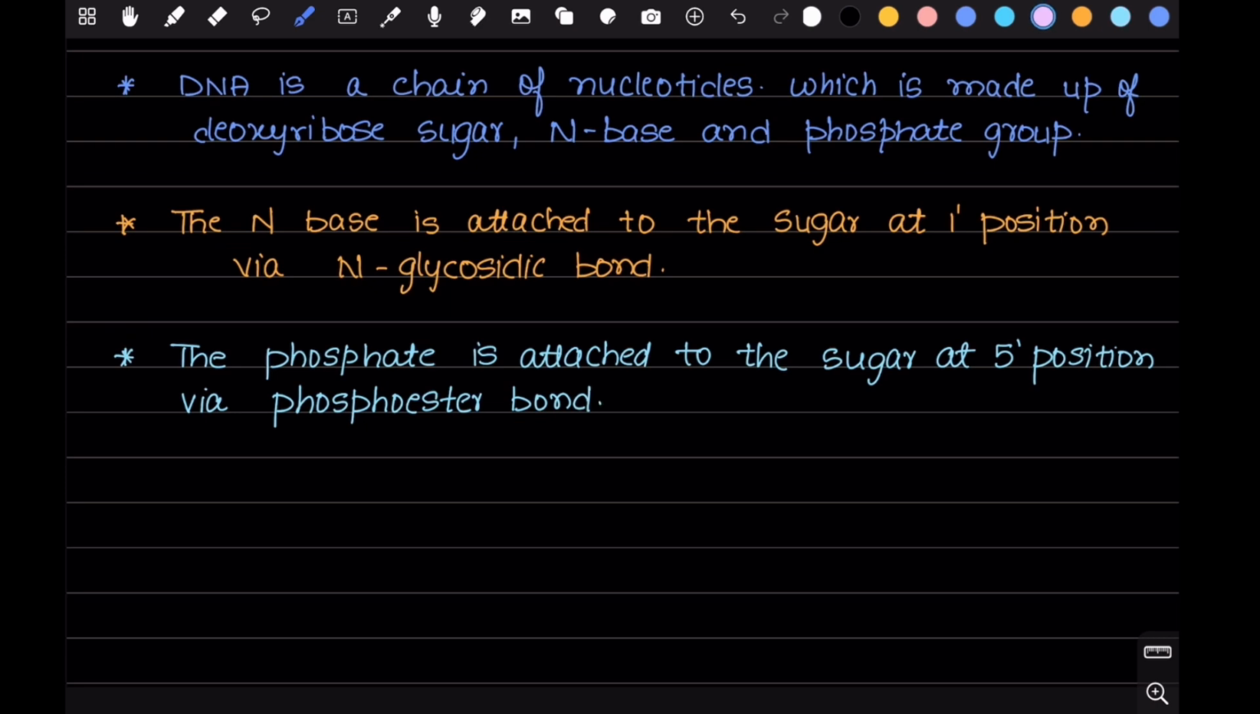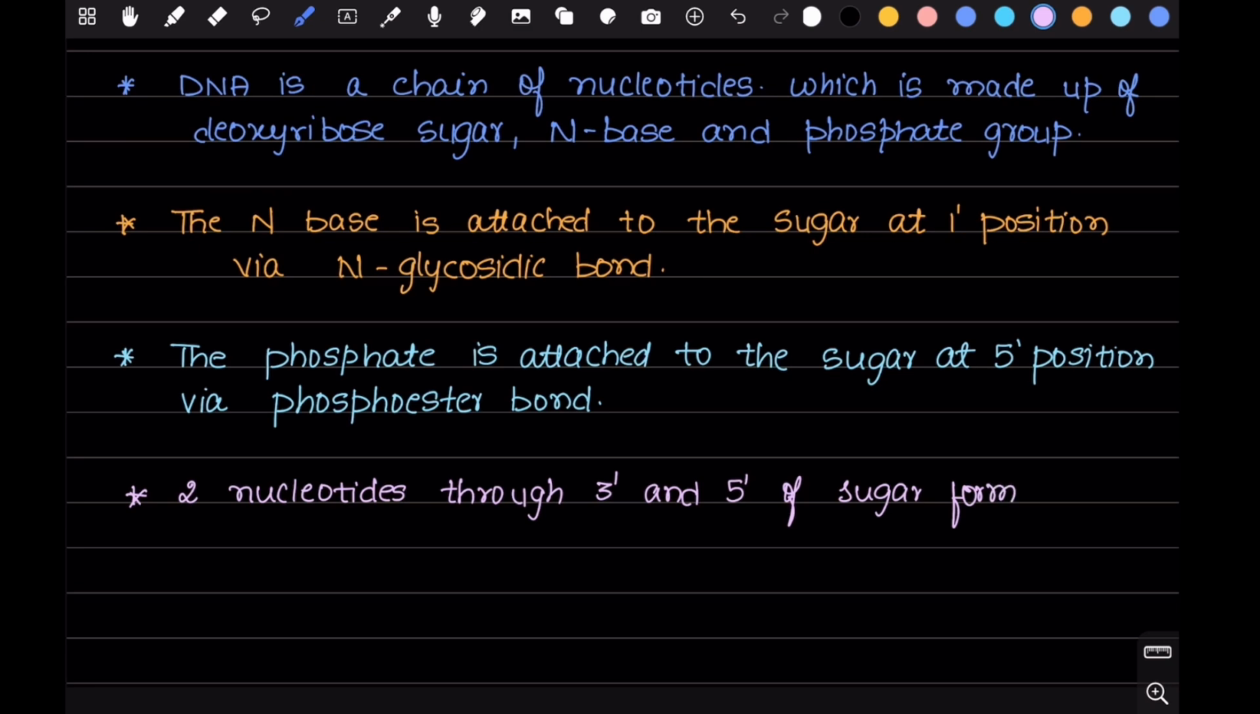The next point is two nucleotides through the third position and fifth position of sugar form a chain of nucleotides by phosphodiester bonds.